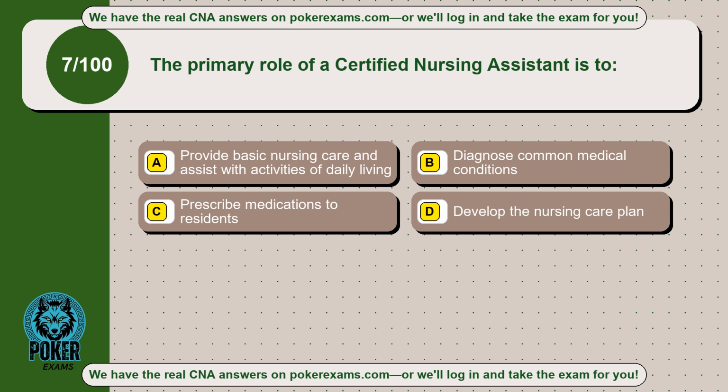Question 7. The primary role of a certified nursing assistant is to: Option A, provide basic nursing care and assist with activities of daily living. Option B, diagnose common medical conditions. Option C, prescribe medications to residents. Option D, develop the nursing care plan.